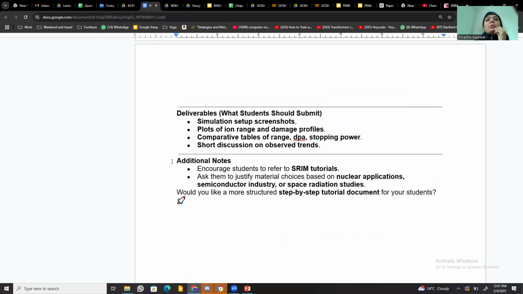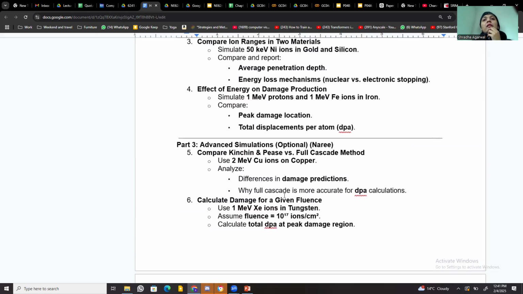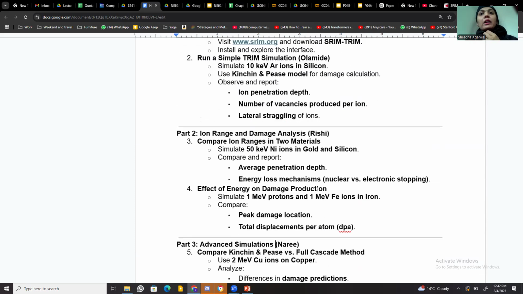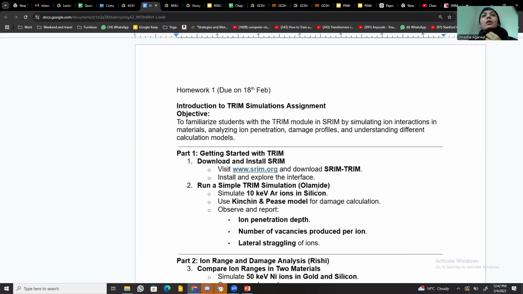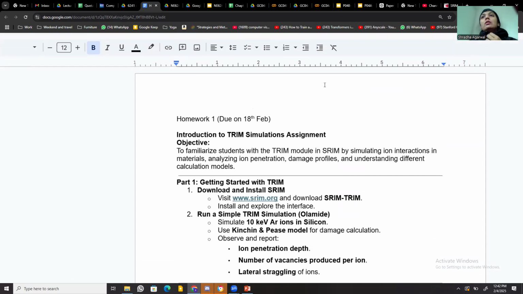I just removed the additional notes. So what should the students submit? They should submit simulation setup screenshots, plots of ion range and damage profile, a comparative table, and a short discussion on the observed trends. Yeah, so this is good. I was giving it to one student, but I think you guys made it easy. Your name is here, and this is being shared in the same drive, and this drive is shared with you.